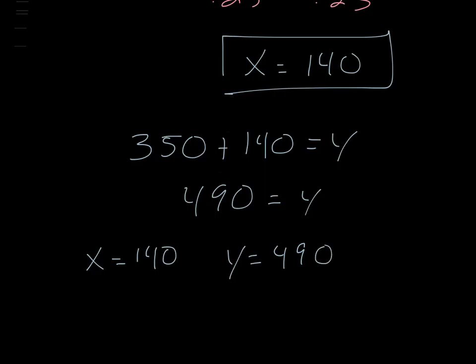What that means is that I have 140 milliliters of the 95% solution that I'm going to add. I'm adding that to the 350 milliliters that I had already to get a final amount of 490 milliliters of solution that's 70% alcohol.